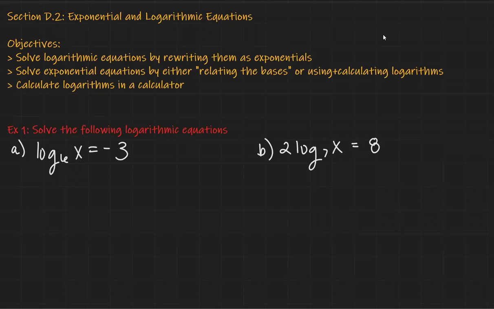All right. Pick back up in section D.2. We're going to finish this quick little algebra review. We're going to talk about exponential and logarithmic equations. Our objectives are to solve logarithmic equations by rewriting them as exponentials. Then, going backwards, we'll solve exponential equations first by using a nicer method called relating the bases, but we can't always do that, so sometimes we'll end up using logarithms and calculating them in the calculator. So let's get into it.